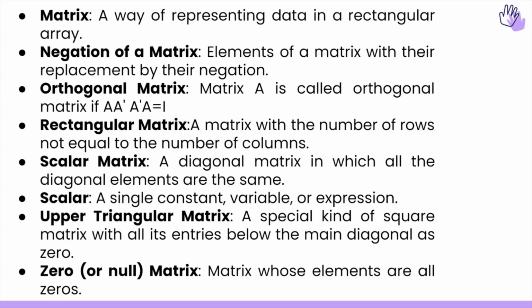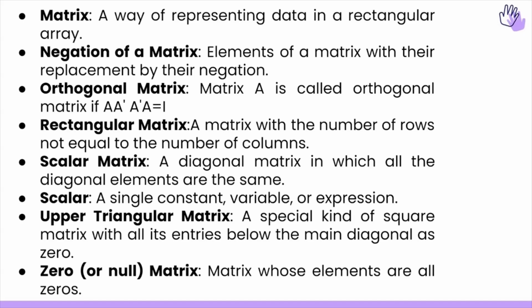An identity matrix is also a scalar matrix. But the thing is, in a scalar matrix, all the diagonal elements are the same like the identity, but it need not be one. It can be two, it can be three, it can be anything, right? But in the case of identity, it is one. So we can say that all identity matrices are also scalar matrices. Scalar: a single constant, variable or expression.